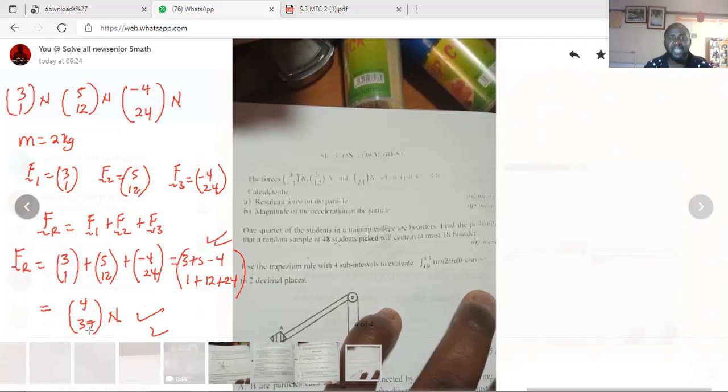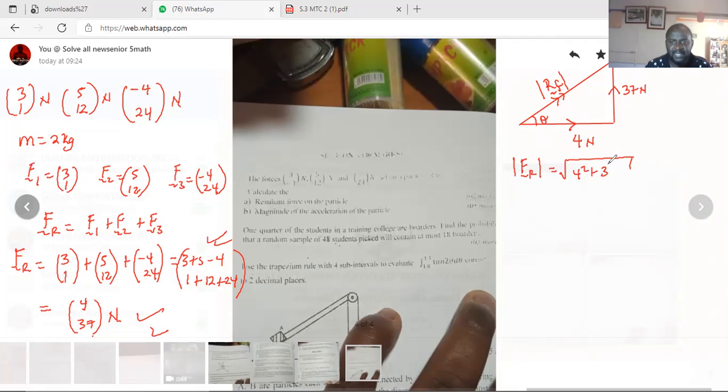Now, this is positive i, positive j. Positive i means positive horizontal axis. Positive j means positive y-axis. Then our resultant will act along this line. So what does that imply? It implies that we have a positive horizontal, which is 4, and we have a positive vertical, which is 37 newtons. With this, we can get the resultant force in magnitude. So the magnitude of the vector force, FR, is going to be equal to, use Pythagoras' theorem, 4 squared plus 37 squared. And what is the answer?